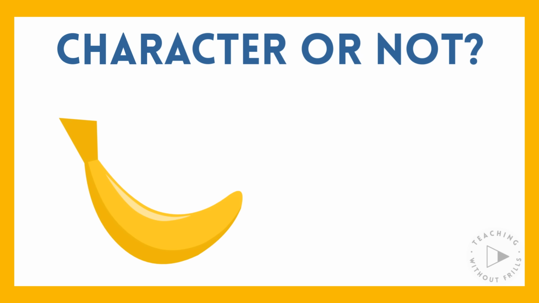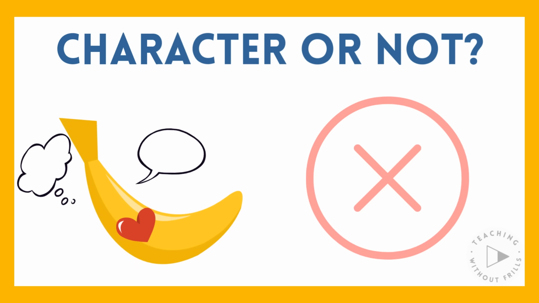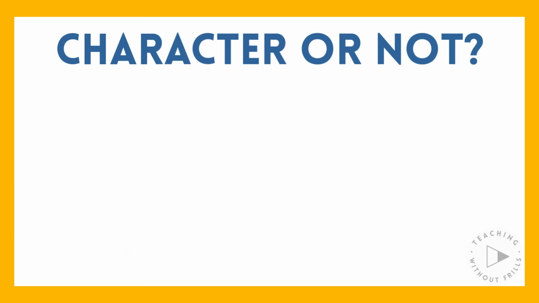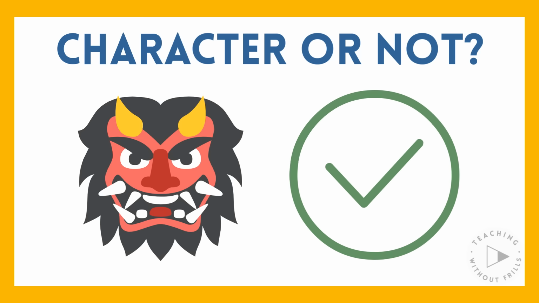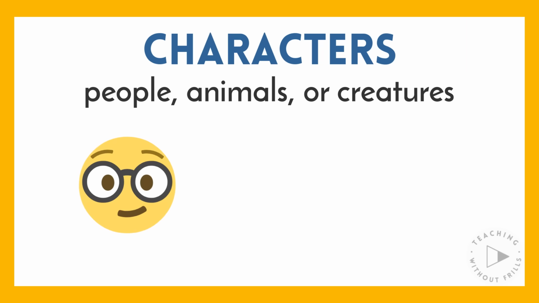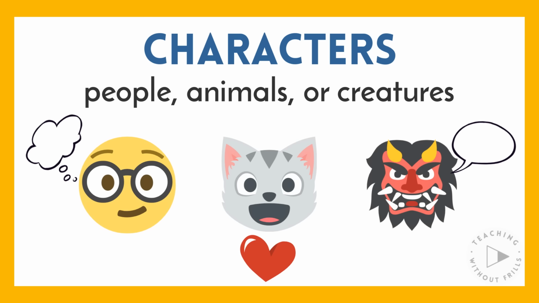A banana, character or not? No, a banana is not a character unless it can think, feel, or act in the story. A dragon, character or not? Yes, a dragon is a creature, and creatures are characters. So remember, characters are the people, animals, or creatures in a story who can think, feel, or act. What characters have you seen in stories before?